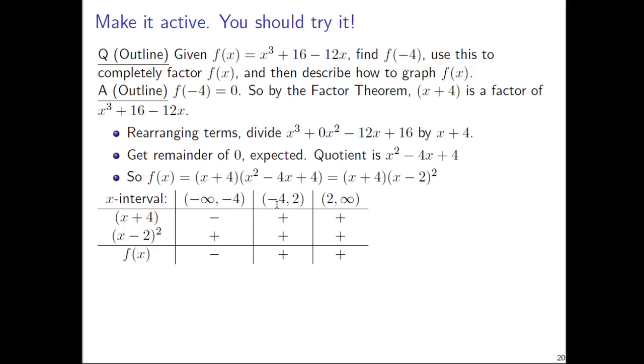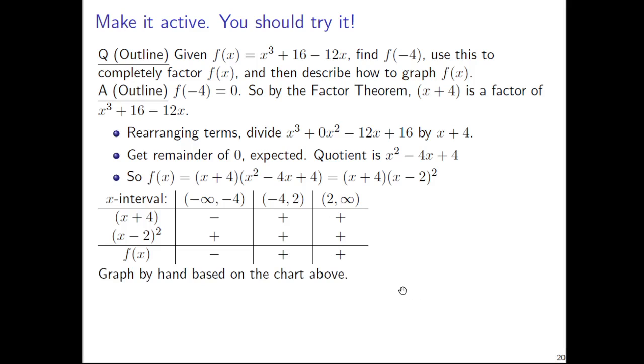When you pick x between negative 4 and 2, I'll just pick x to be negative 2. Plug in negative 2 for x. Negative 2 plus 4 is positive 2. That's a positive, and that's why there's a plus sign here. When you pick x bigger than 2, maybe x is 100, then 100 plus 4 is 104, which is positive, and that's why there's a plus sign here. A negative times a positive is a negative. A positive times a positive is a positive. Positive times a positive is a positive.